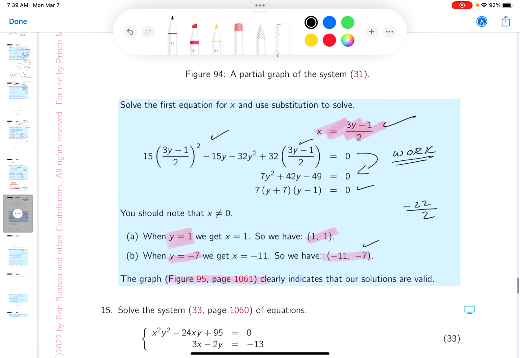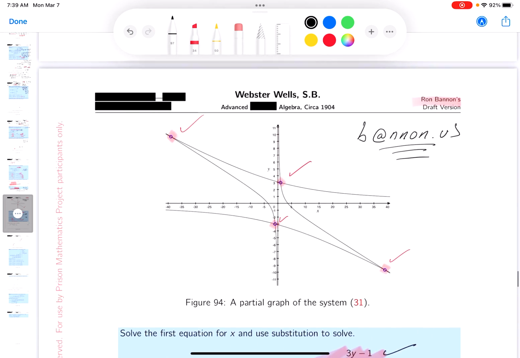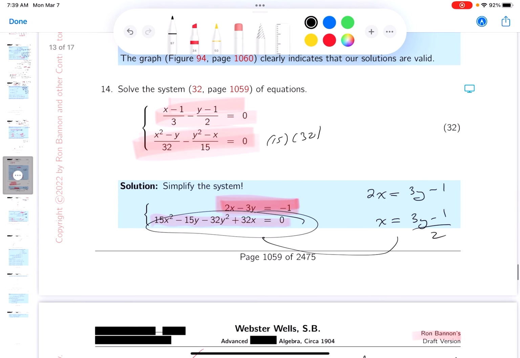If you don't want to visualize it, I would say another way to check yourself is go back to the original system and plug it in. All right? What do you plug in? The 2 points of intersection that you found.